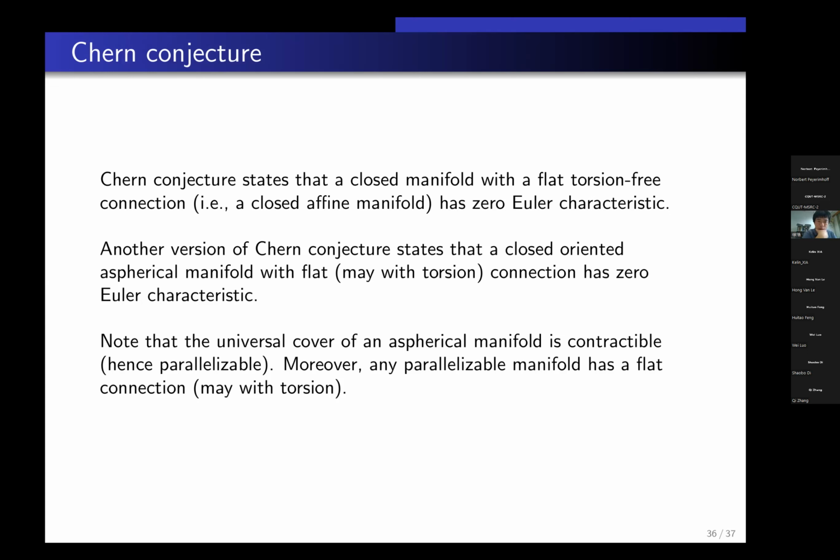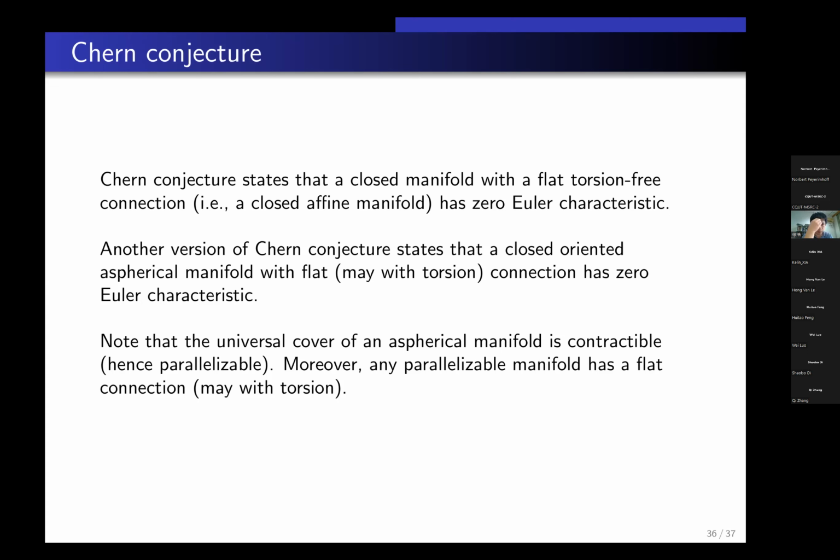There is another version of Chern's conjecture, which says that a closed oriented aspherical manifold with a flat, and maybe not torsion-free, connection has zero Euler characteristic. Aspherical just means its homotopy groups are all zero, which means the universal cover of an aspherical manifold is contractible, right? But we know that any parallelizable manifold has a flat connection. In this case also, it's possible that the flat connection may have torsion.